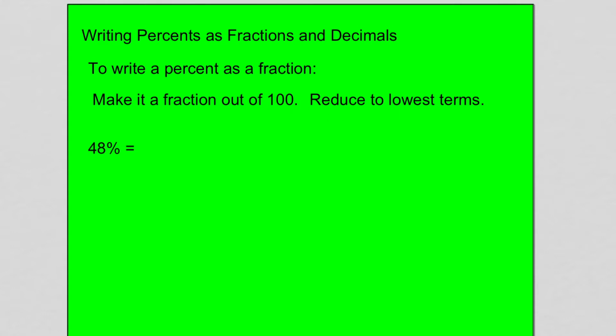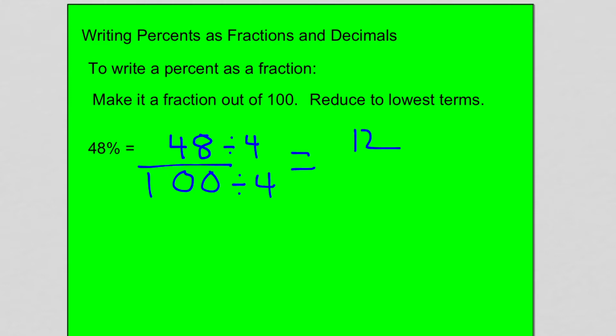So in this first example, 48%, that means 48 out of 100. And then reduce to lowest terms. And this is where we have to know our divisibility rules and our dividing. So the greatest common factor of 48 and 100 is 4. And when we divide 48 by 4, we get 12. And 100 divided by 4 is 25. And that answer is in the lowest terms. So that's how we write a percent as a fraction. Let's look at a couple of other examples of that.